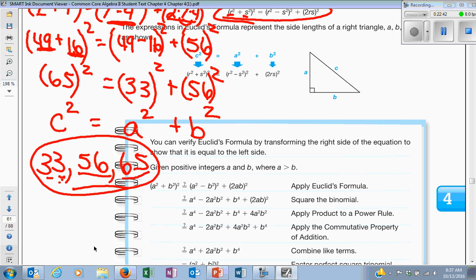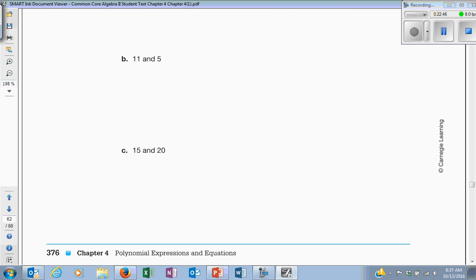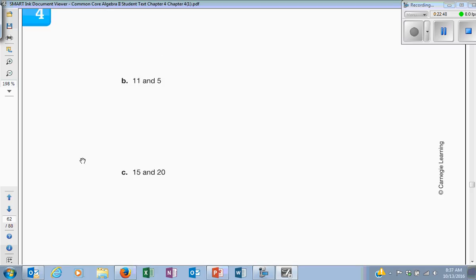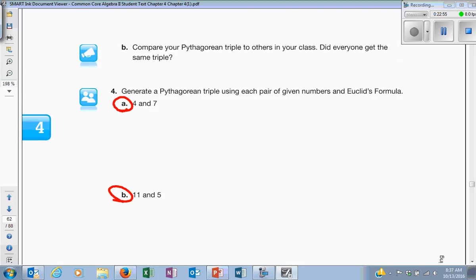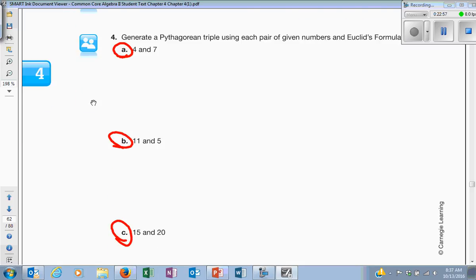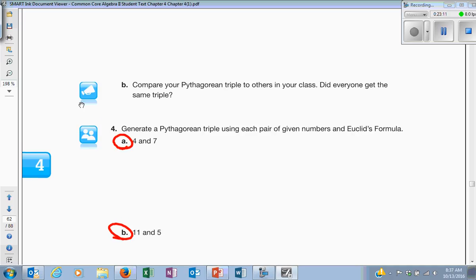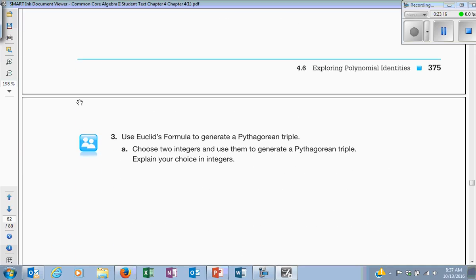Questions on it? So for homework, you should try B and C. We did A. Now look, think about this. When I did 4 and 7, were my numbers fairly large? What do you think is going to happen when I use 5 and 11? They're probably going to be pretty large. And when I use 15 and 20, they're going to be very big. Don't just go right to your calculator. Try to do some mental math. A lot of you guys are mental anyways.